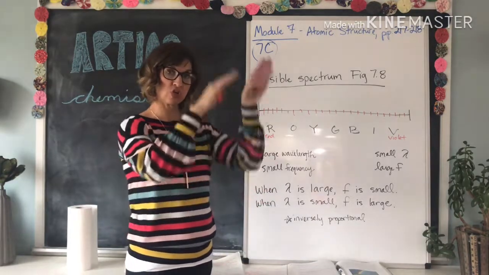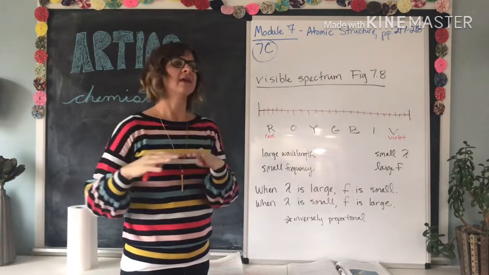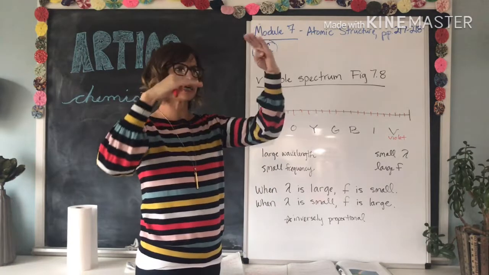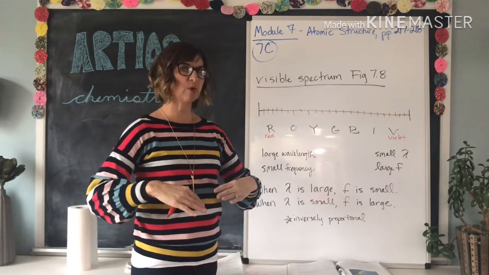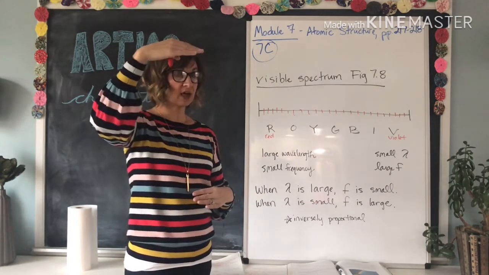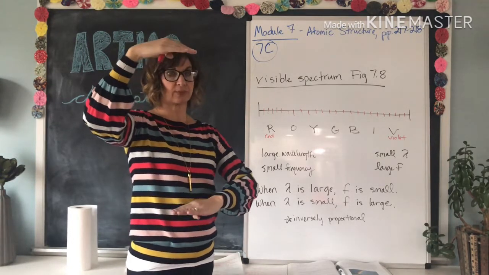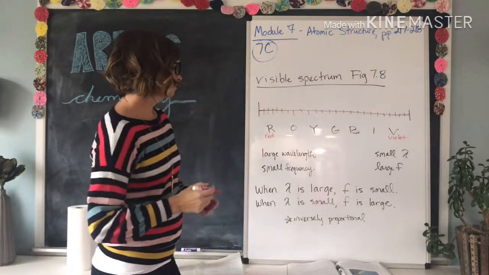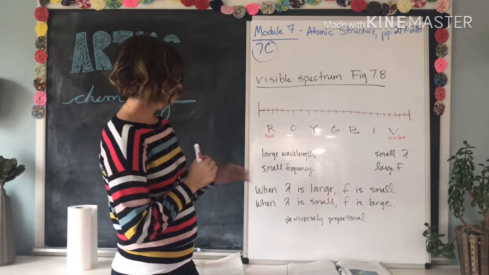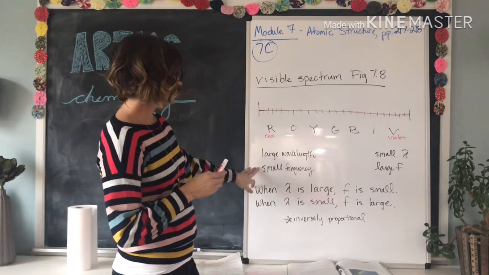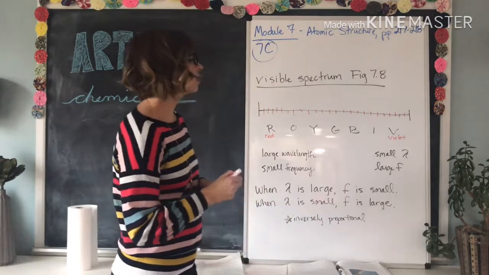You say something is proportional when both get higher or lower together. If two values, one gets big, the other gets big, one gets small, the other gets small, those are proportional to each other. But when one gets large, like wavelength, and the other gets smaller, like frequency, that's called inversely proportional. I believe that's all I wanted to tell you on that. So know that large wavelength and small frequency go with red. Small wavelength and large frequency go with violet.